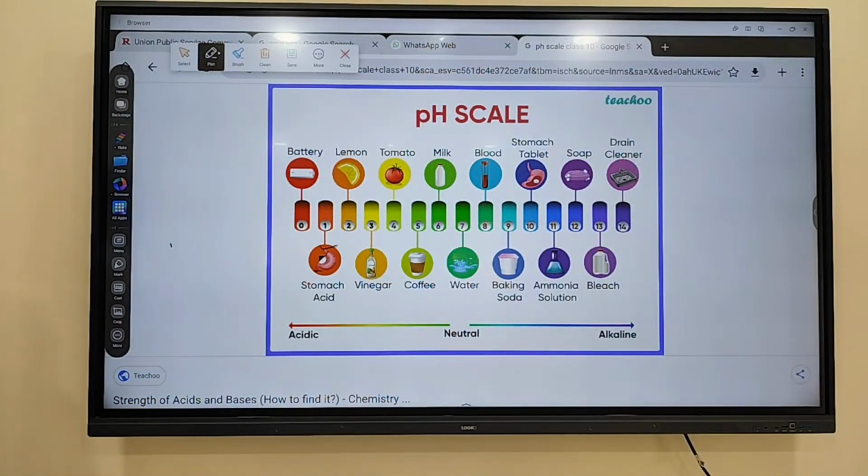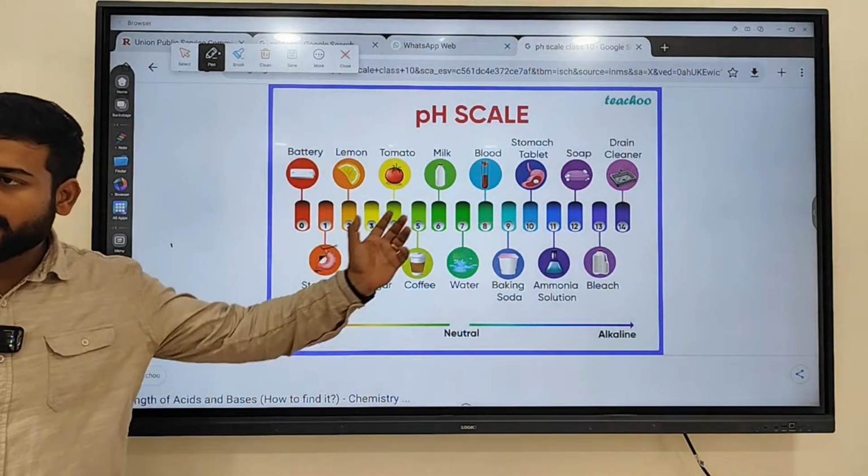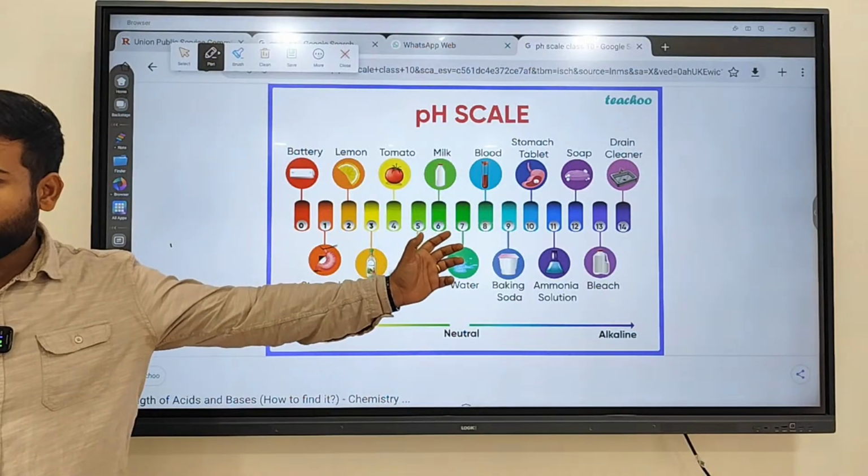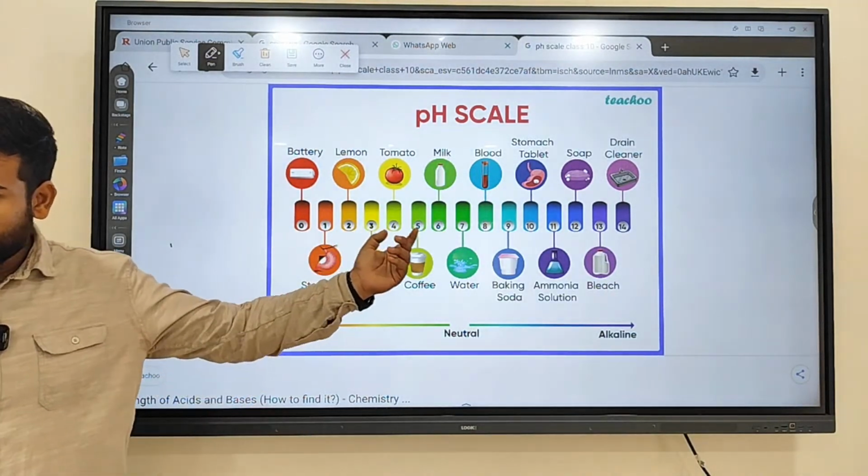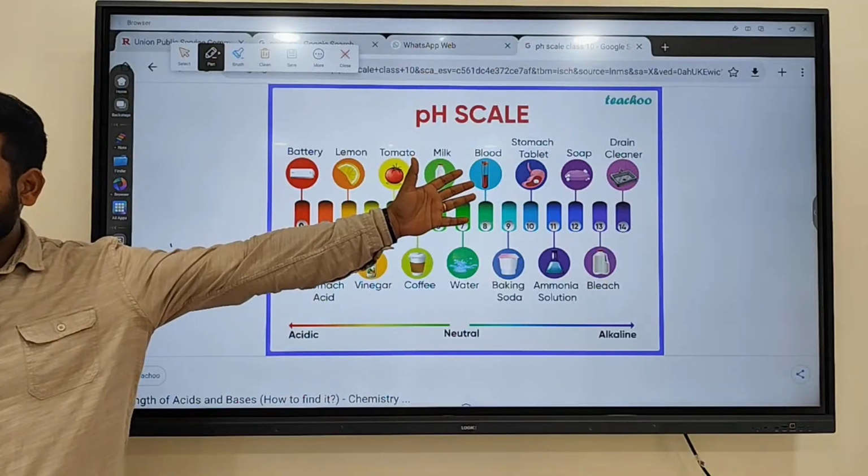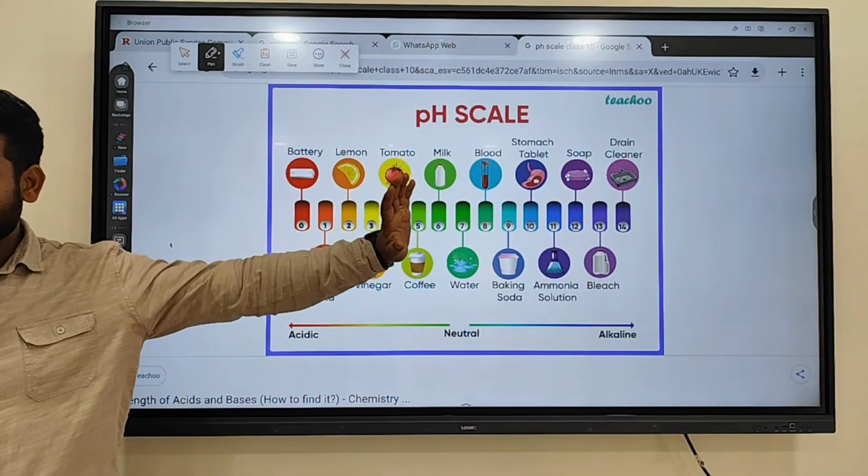See. pH scale. Nearly 0, strong acid. Nearly 7, neutral. Below 7, weak acid. Above 7, weak base. Nearly 14, strong base. Right? Okay.